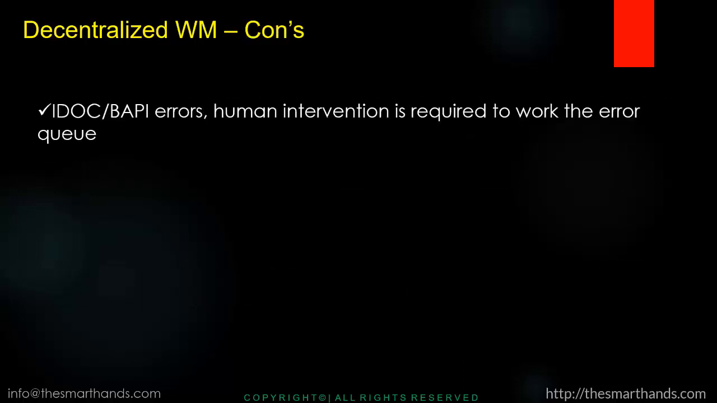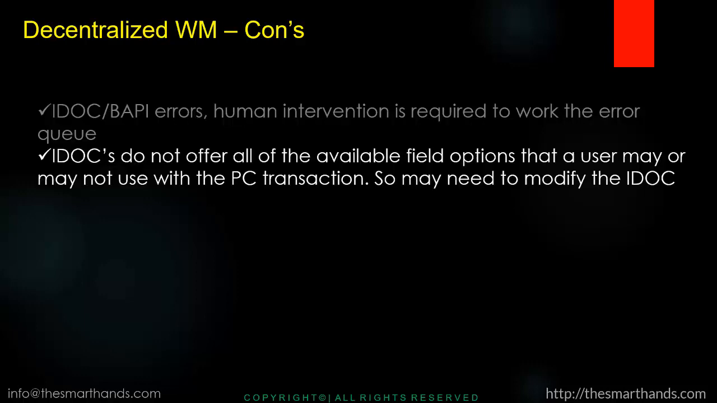Now we'll talk about the cons of decentralized WM. IDOC and BAPI errors are always there, because that's how the data and the transactions are exchanged. Because of this, human intervention is required to work the error queue and fix the errors.